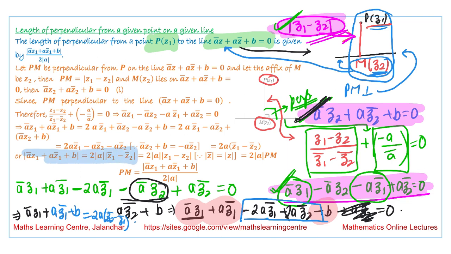So we are writing this in this form: if we take the mod over here, we obtain the answer in this form. On taking the modulus value, we are talking about mod of z1 minus z2, and we are saying this is pm, mod of z1 z2. So the length of this perpendicular pm, we have it in this form. You can try these calculations on your own now, and you can obtain that the length of the perpendicular pm is equal to this.